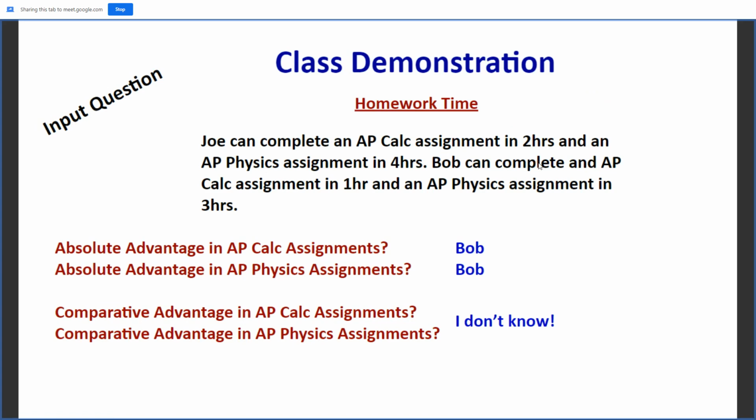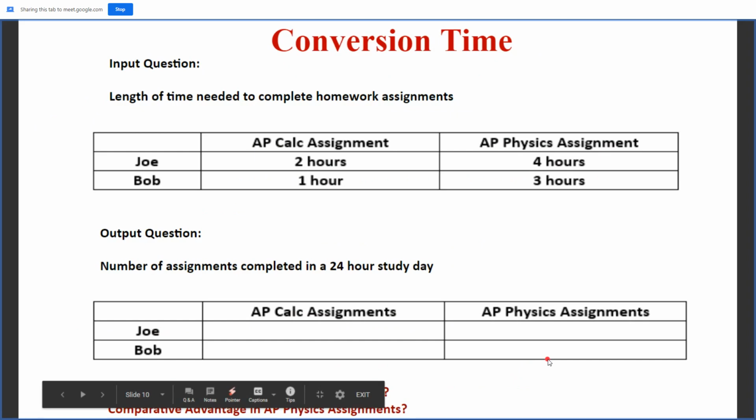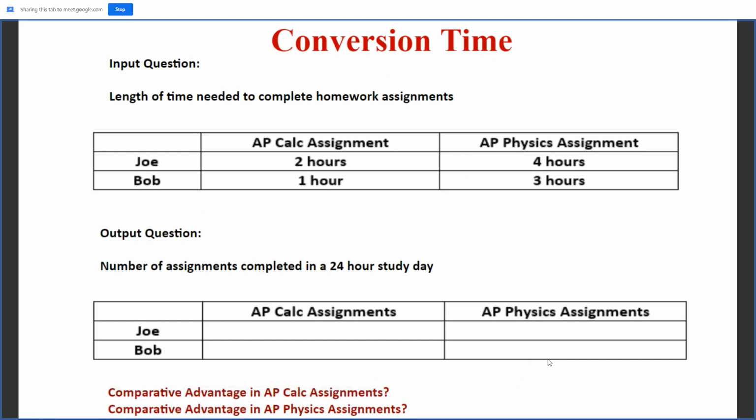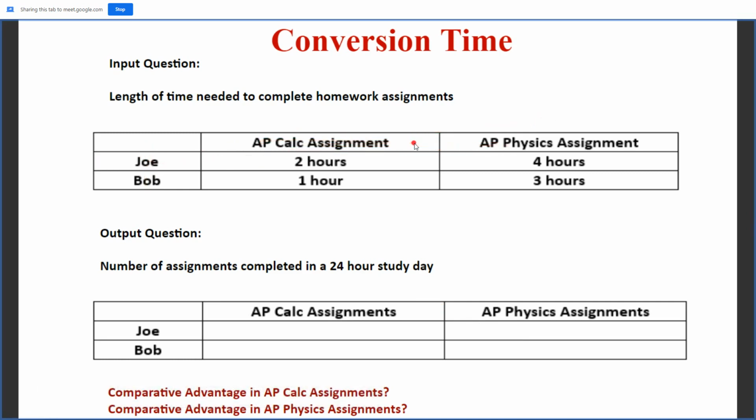So one way to do it, I was about to say the easy, but the tedious way, is to convert this over to the number of assignments in a 24-hour period, because then we can take that input question and turn it into an output question. So let me set up a table to get all those words out of it, because once you get the words in, you can already see I was confusing myself with Joe and Bob. So we've got Joe and Bob. We put our economies on the left, and we put our product or good or service on the top: calc assignment, physics assignment. Joe's got 2 hours and 4 hours, Bob 1 hour and 3 hours.